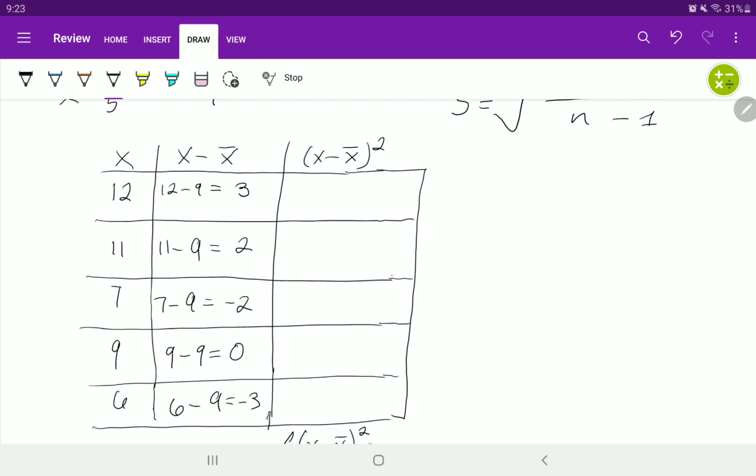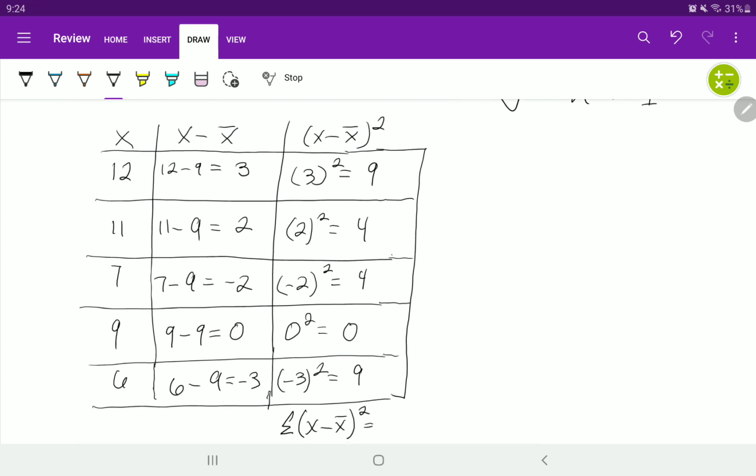After you find your deviations, you want to square those values. So I'm going to take my 3 and square it. 3 squared is 9, 3 times 3. Then we have 2 squared, which is 4. The quantity of negative 2 being squared is positive 4. When you square a negative, it comes out as positive. 0 squared is just 0. The quantity of negative 3 being squared is 9.